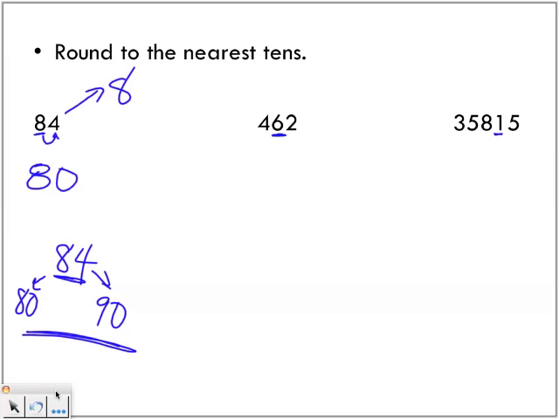So next one, 462. We already identified the tens column. We look at the number after it. Does the number change the 6? No. Okay, so we keep the 6. What happens to the 2? 0. How about the 4? Stays the same.